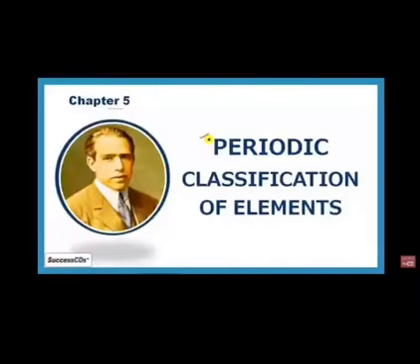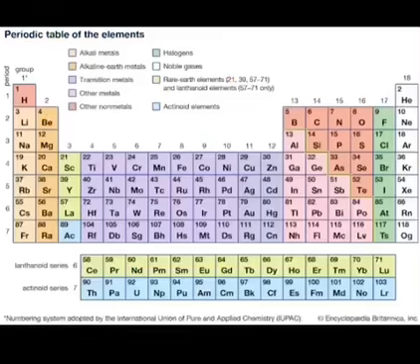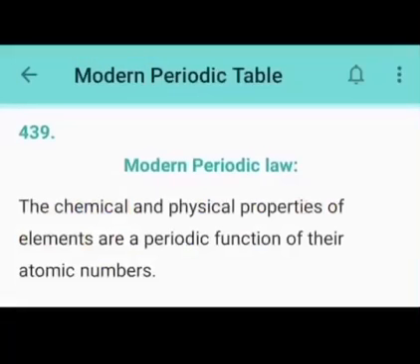Today the topic of my explanation is Modern Periodic Table. Lesson number 5, Periodic Classification of Elements of Class 10th. Modern Periodic Table was given by Henry Moseley in 1930. The law he stated is that the physical and chemical properties of elements are a periodic function of their atomic number.